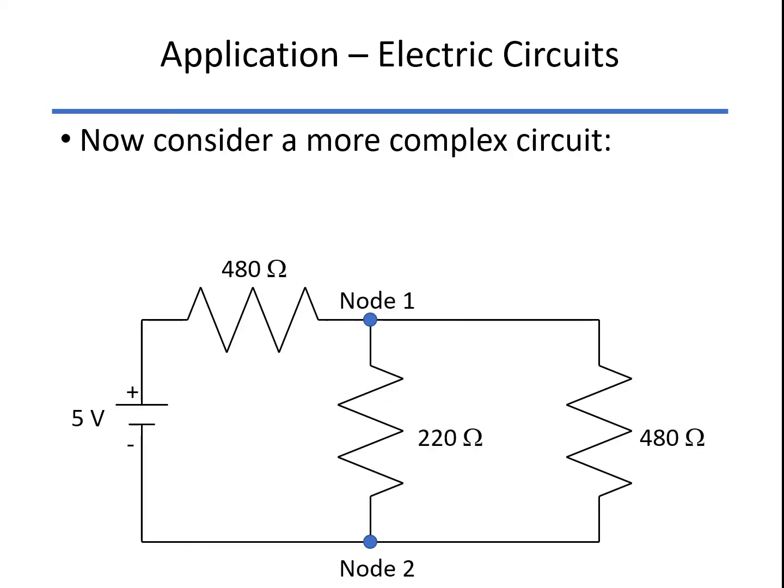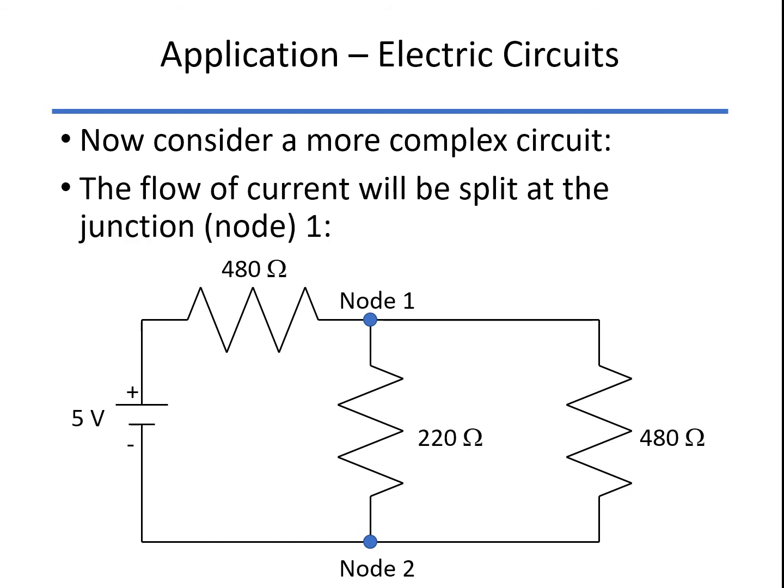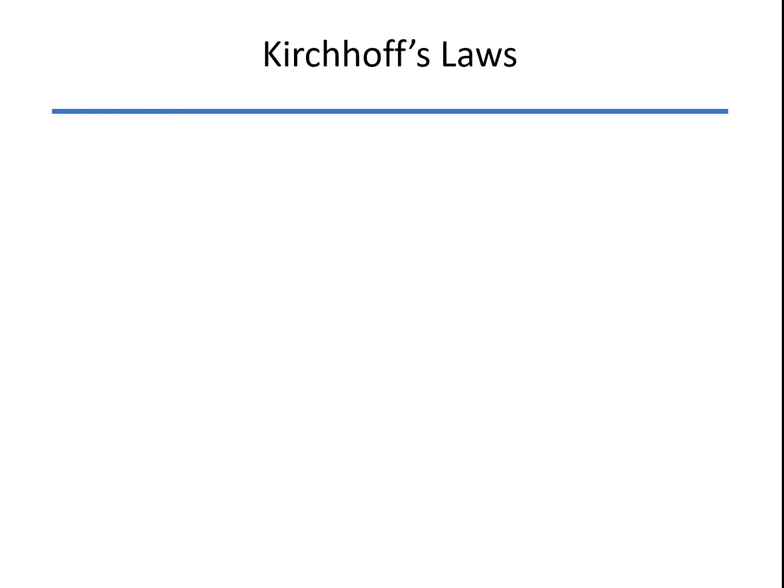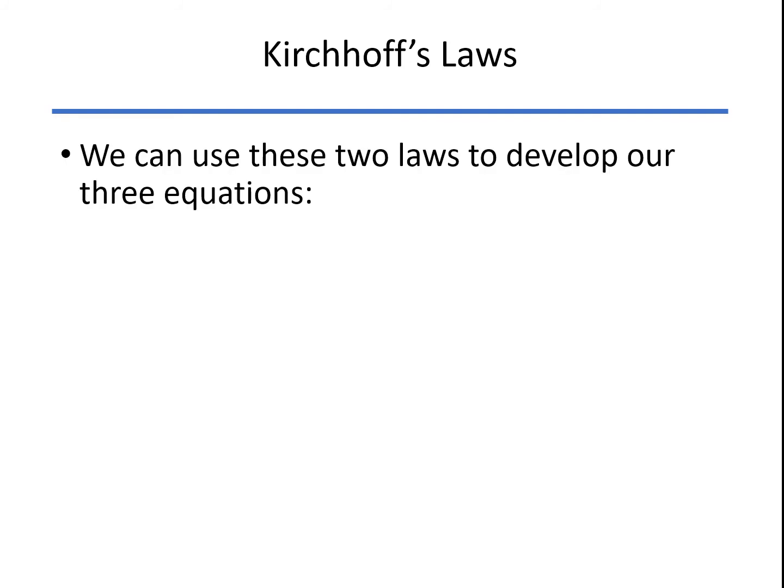Now let's look at a little more complex of a circuit. In this case, the current that's flowing out of the battery through that first resistor reaches node 1, and then it splits. So we have current 2 and current 3 that are also unknowns, and so this system gives us three unknowns, and we need three equations to solve it. The equations come from Kirchhoff's laws.